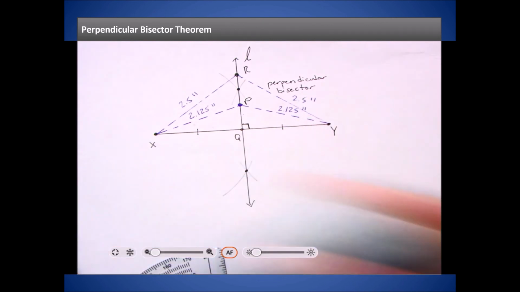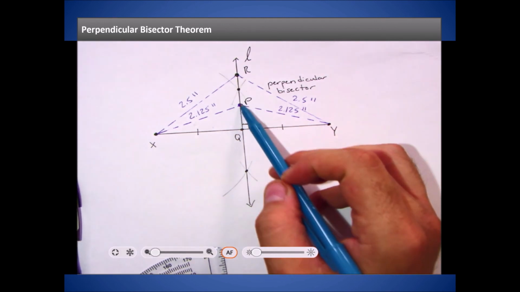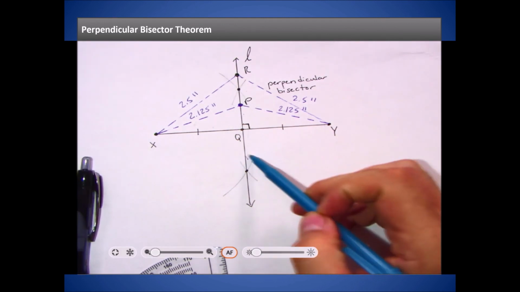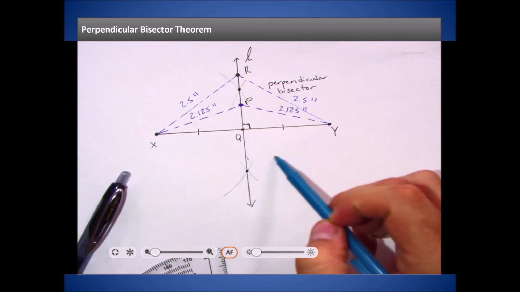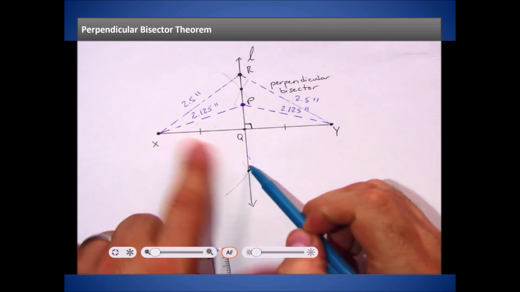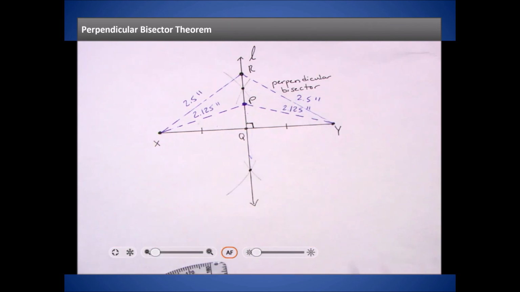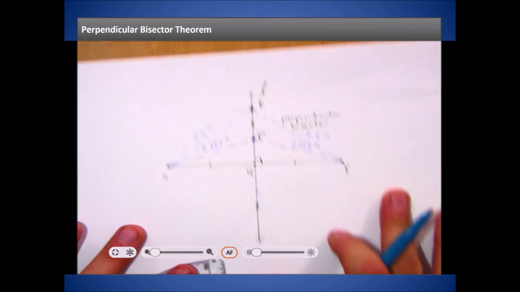So what we established here is that no matter where you are on this perpendicular bisector, the distance to city X or city Y, from any of those points to either endpoint, is going to be the same from wherever you're located on this bisector. So this theorem right here is known as the perpendicular bisector theorem.